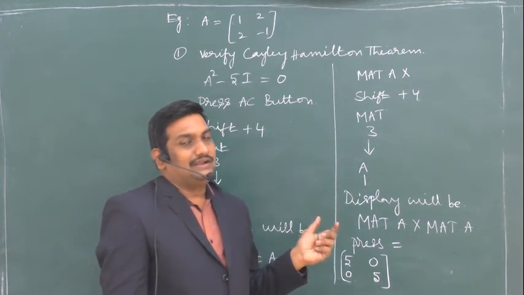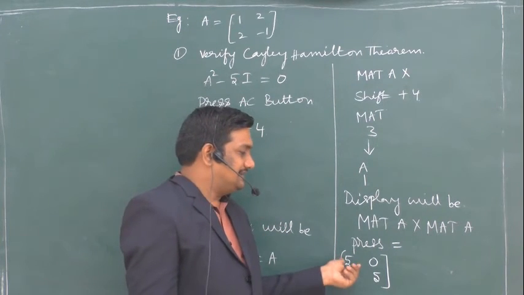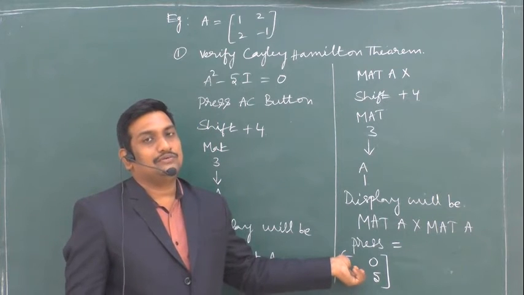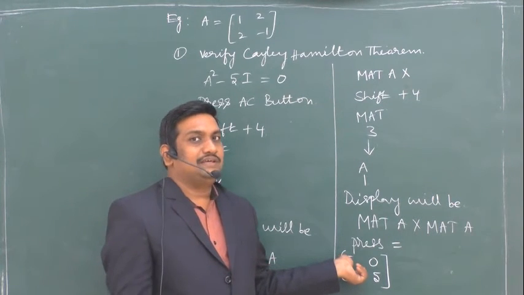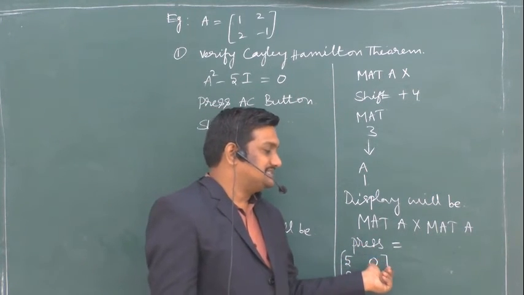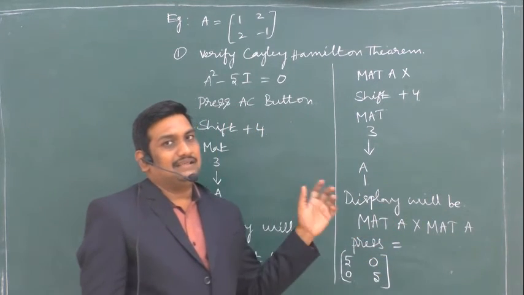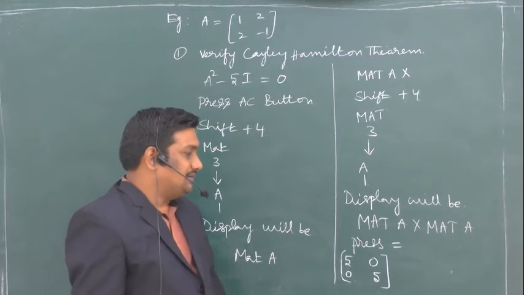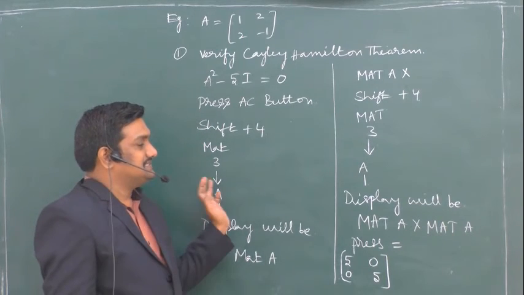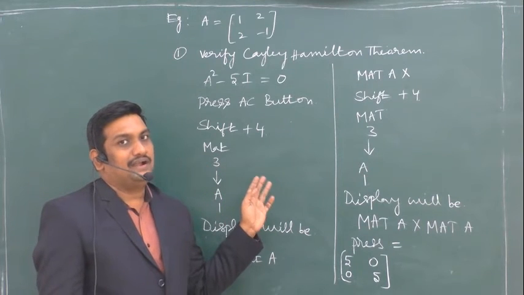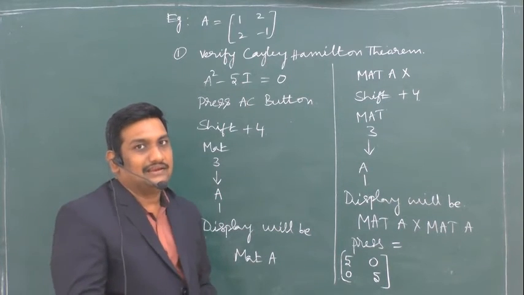You will get one element. The element is 5. In order to get the other elements, you need to press the right side of the replay button. The remaining elements are 0, 0, 5. Enter the elements into the matrix accordingly. So this is the way to find the square of a given matrix using a scientific calculator.